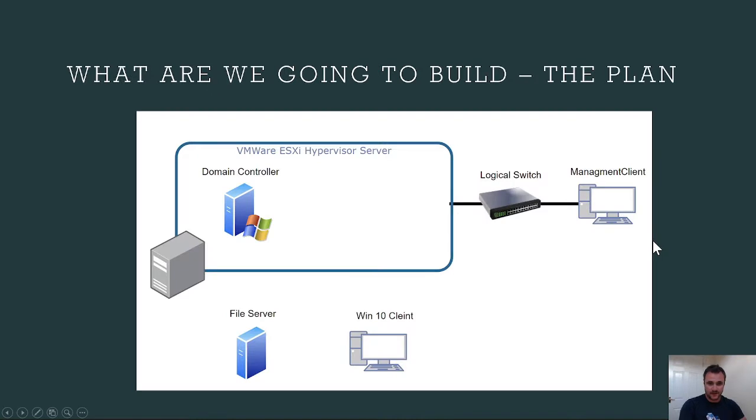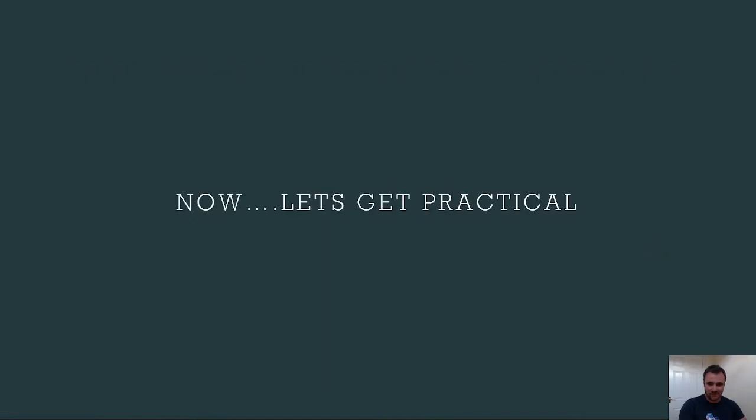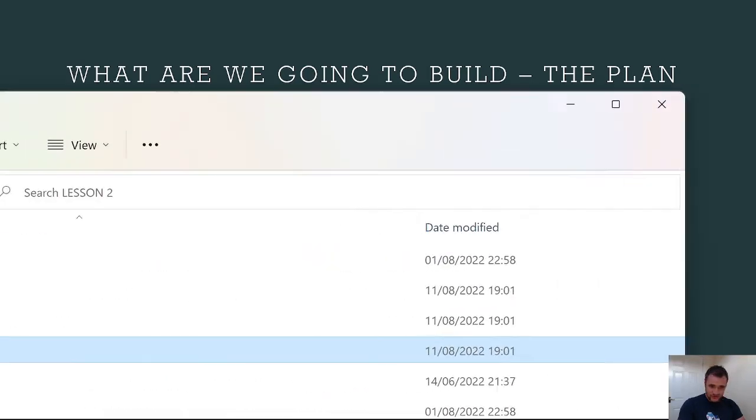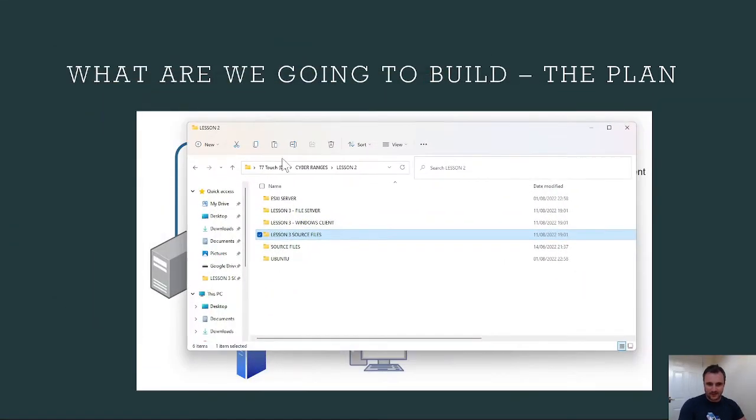Cool. So, as I keep saying, let's get practical. We're going to be building this, so let's start. I'll pull over my lesson 2 folder right here. What we can see from here, I've got my ESXI server, I've got a couple of lesson 3 files, a file server, a Windows client, and obviously what you can't see from there is my domain controller. I'm going to be hosting that on the ESXI server, so there's no need for me to have a folder here because it's going to be stored in there.